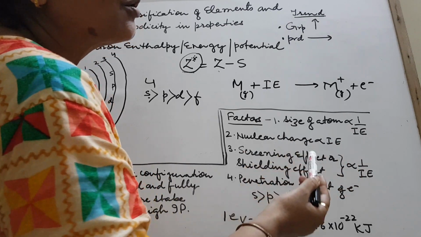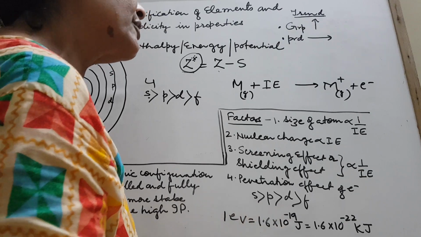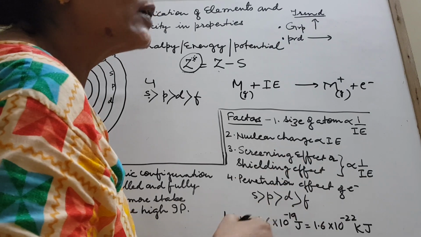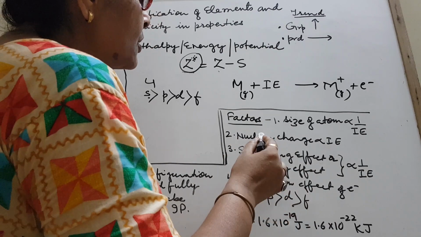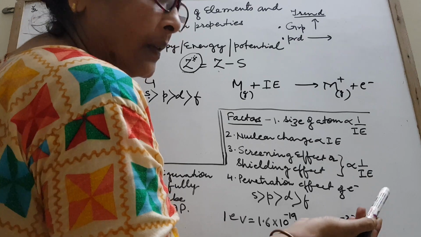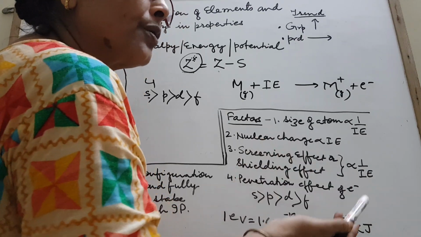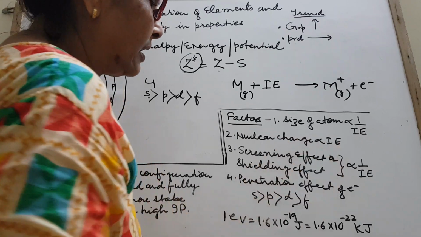Then comes nuclear charge. Children, higher the nuclear charge, it will be difficult to pull out an electron, hence more energy will be required, more will be the value of IE. So nuclear charge, it is directly proportional. Simply directly proportional to nuclear charge. Higher the nuclear charge, greater will be the IE.